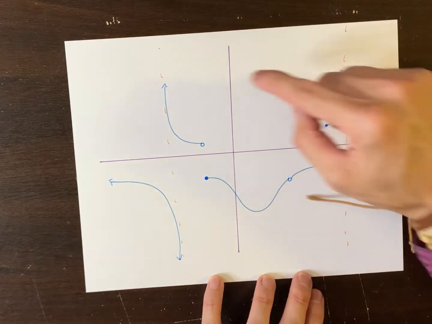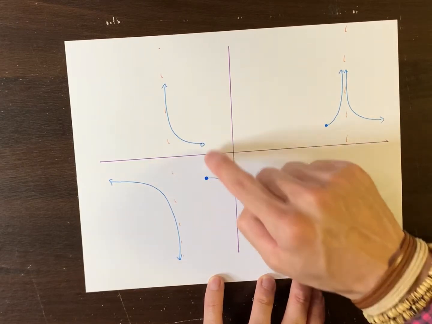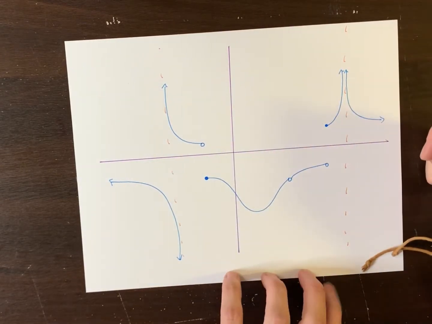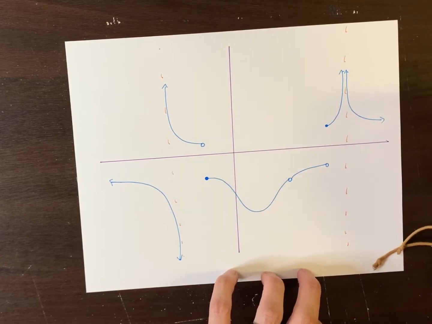Now, you see how this roller coaster goes, and then it opens, and then it jumps? This is what we call a jump discontinuity. Also here as well, this is called a jump discontinuity.